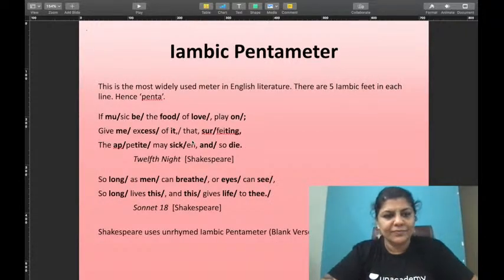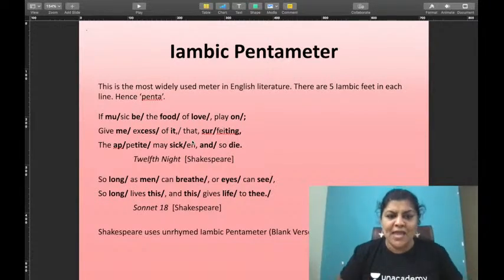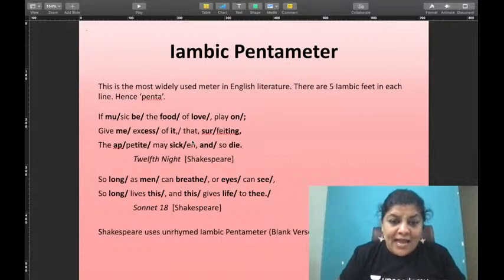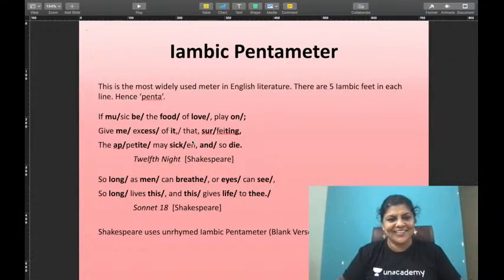Penta. If music be the food of love, play on. Give me excess of it that's surfeiting. Look at the rhythm. The appetite may sicken and so die. All this is iambic pentameter.